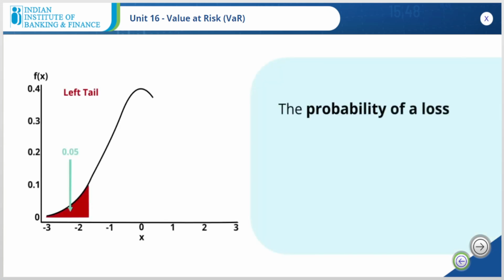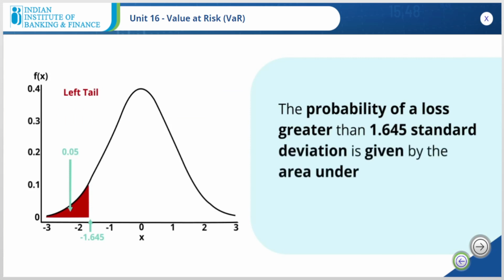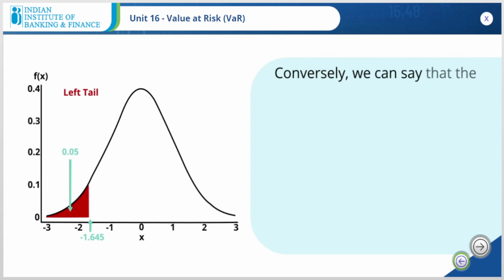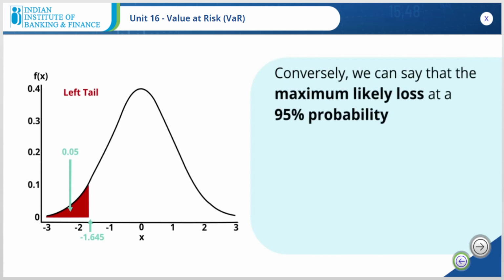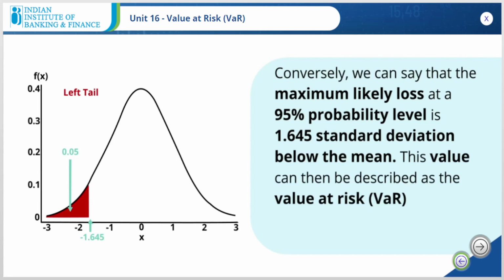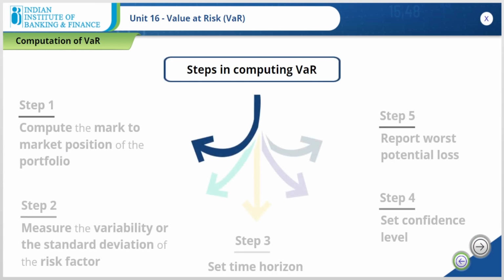The probability of a loss greater than 1.645 standard deviations is given by the area under the curve to the left of the vertical line marking x equal to minus 1.645. Conversely, we can say that the maximum likely loss at a 95% probability level is 1.645 standard deviations below the mean. This value can then be described as the value at risk, VaR, of our portfolio at the 95% level of confidence. Let us now look at steps in computing VaR.